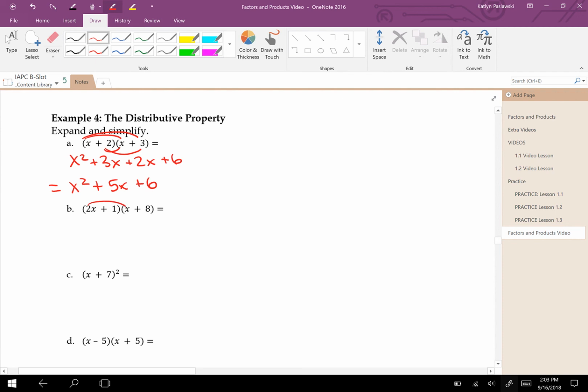Multiply the first two terms. So we have 2x multiplied by x, 2x squared. 2x multiplied by 8 is positive 16x. 1 multiplied by x is plus x. And 1 times 8 is positive 8. Combining where possible, 2x squared plus 17x plus 8.